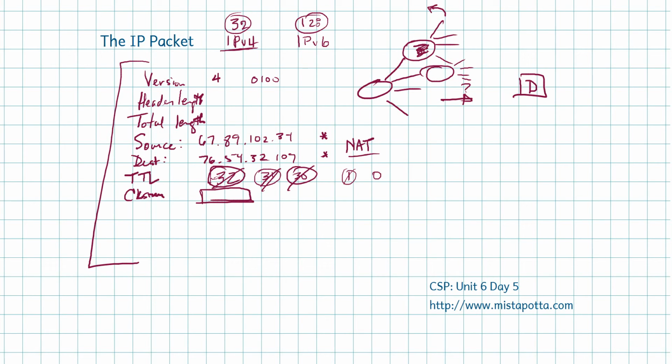This checksum should help prevent some of that. If this number doesn't match the data that's contained in the header, then it's basically a bad packet. And then finally, we have the actual data.